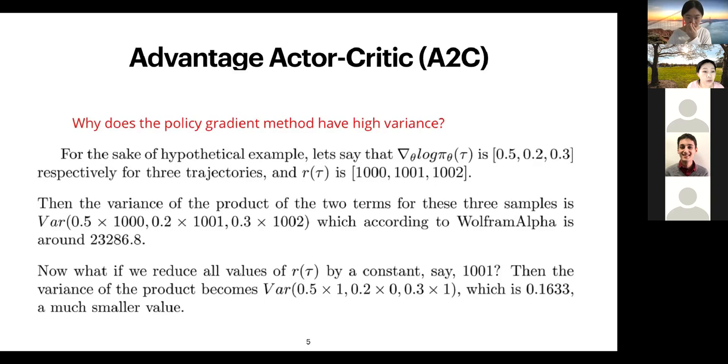So let's first see the slide Yanqiao prepared for us to understand why policy gradient could have high variance.